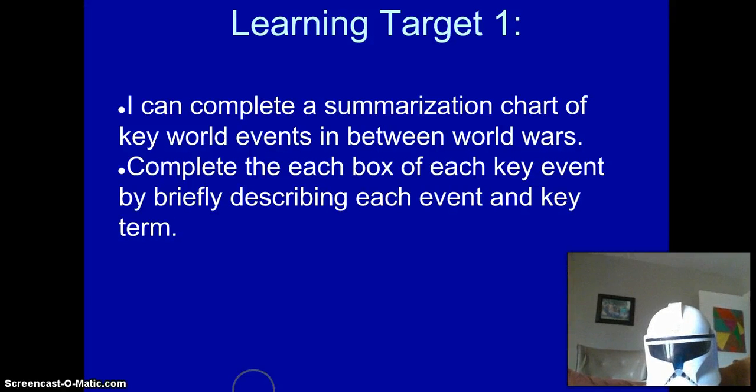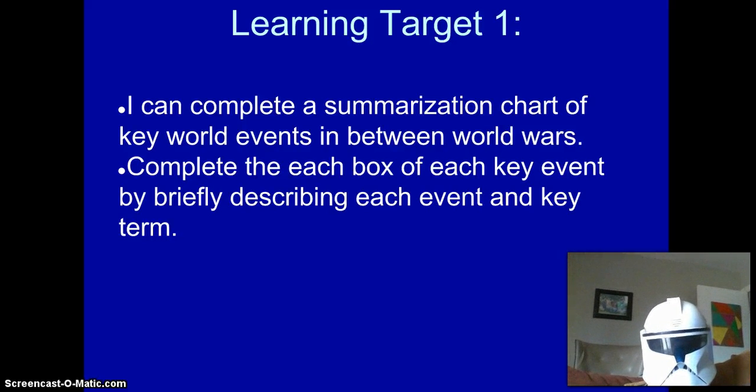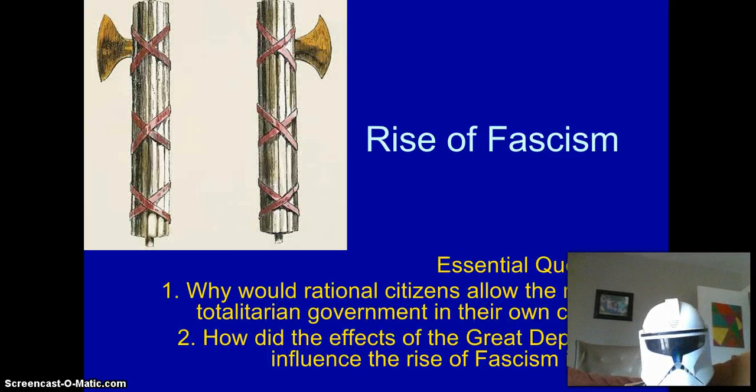Alright guys, welcome back. We're going to look at learning target number 1, where we can summarize the key events that happened between world wars. You do not need to keep each box, but we're going to sort of work on it from here.